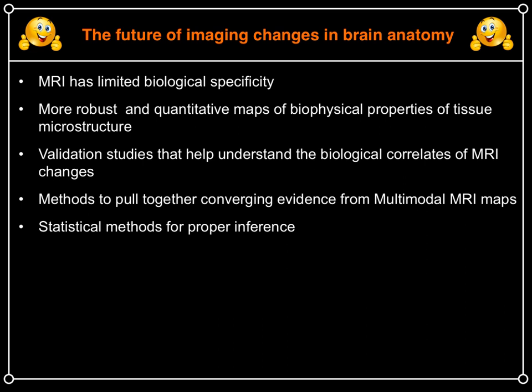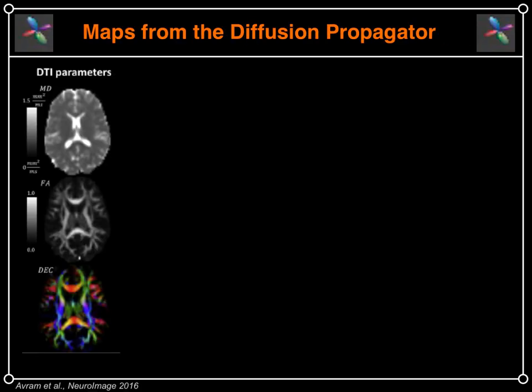So what are the statistical issues that we need to be mindful of when bringing all this data together? How do we control for these things? How do we make proper inferences? This is something that I think would really help us bring in all these methods and help us understand what's going on, what's changing in the underlying brain structure.